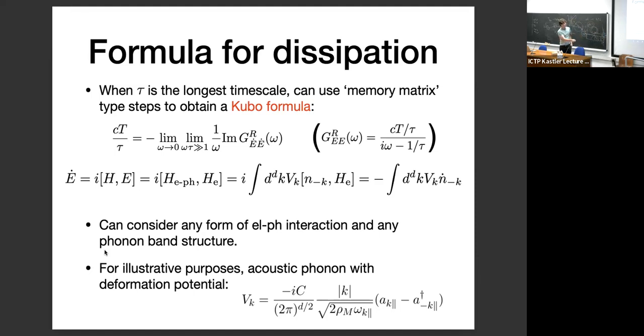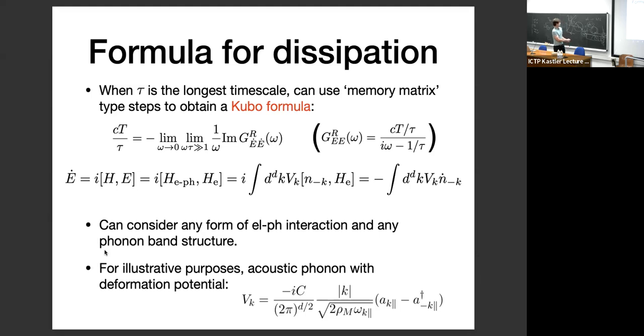Now, E dot just means that you multiply by omega squared, okay? But E dot is a useful quantity because E dot is going to be small. So what is E dot? E dot is the commutator of the full Hamiltonian, including the phonons, with the electronic energy. The only part of the Hamiltonian that degrades the electronic energy is the electron phonon part. So this is the commutator of the electron phonon part of the Hamiltonian with the electronic parts.